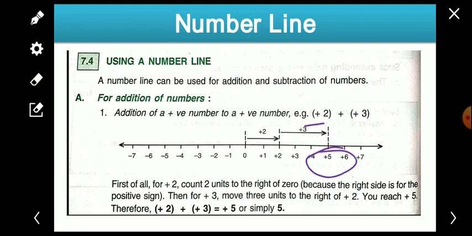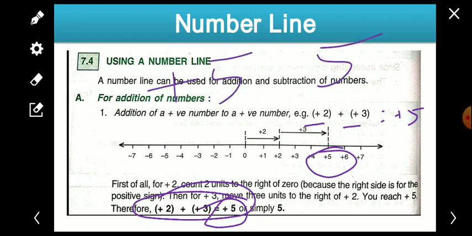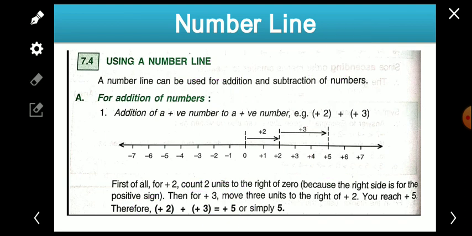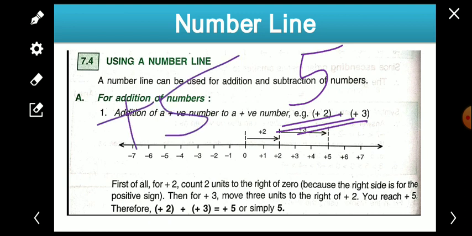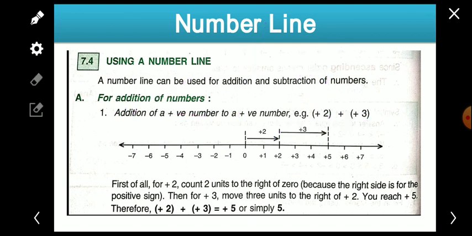So 2 plus 2 plus 3 is equal to plus 5. As it is written here, plus 5 can be written as simply 5 also, because we know that if no symbol is there before any number, then that is a positive number. We write 5 or plus 5 or simply 5, both are the same, both are positive only. So I hope you have understood how to add a positive number to a positive number, when both the numbers are positive.